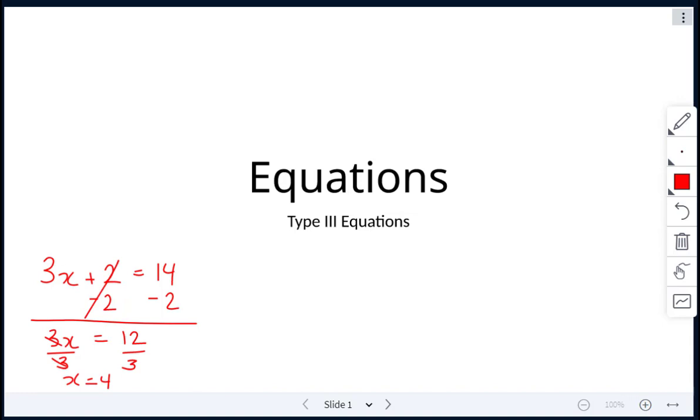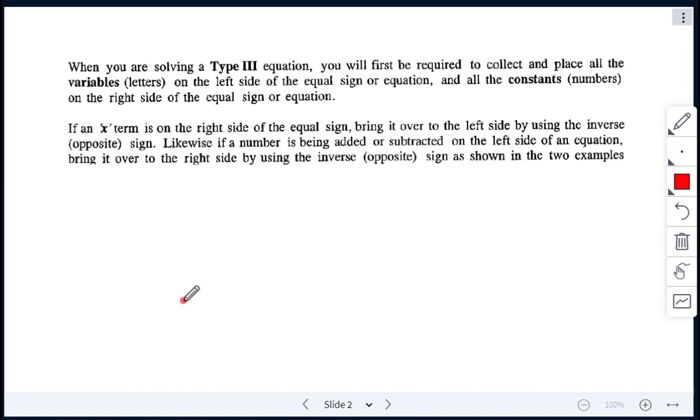All right, so today for equations, we are going to be solving type 3 equations. Just for a quick review, here on the bottom, we just did a review on solving a typical type 2 equation where we have one term with the x, and we're just solving for x. We isolated x on the left-hand side, and x was equal to 4. What we're going to look at next are these type 3 equations.